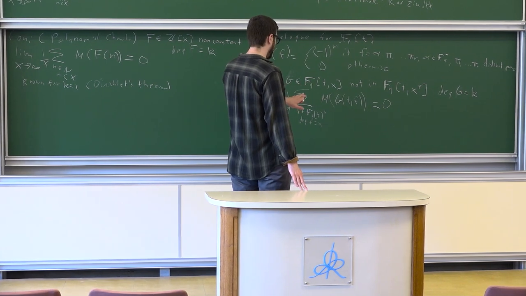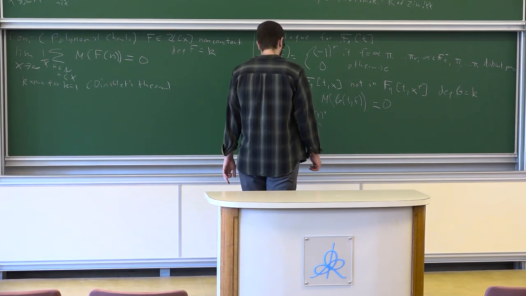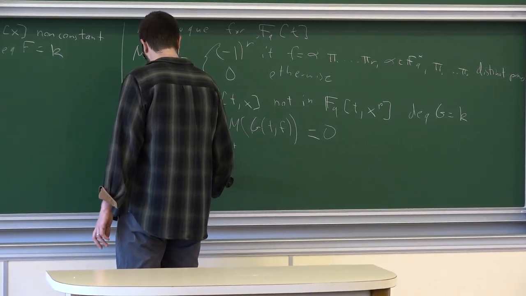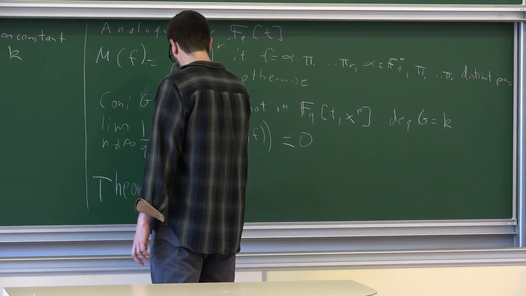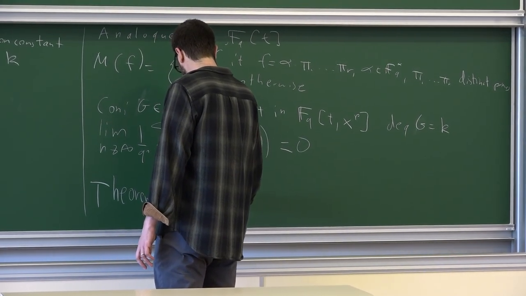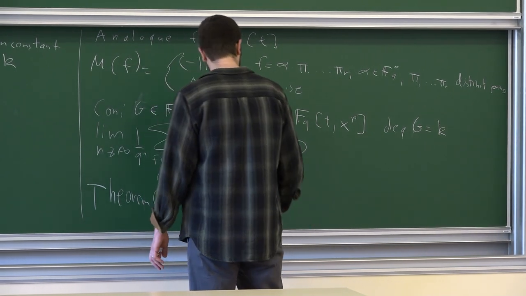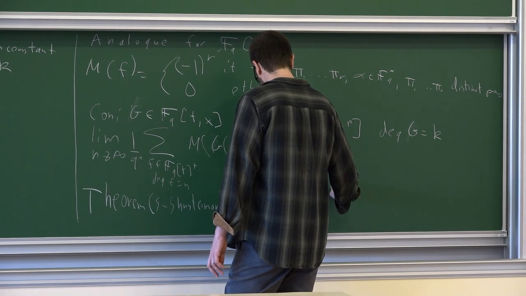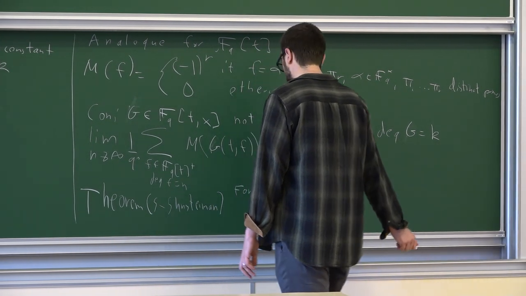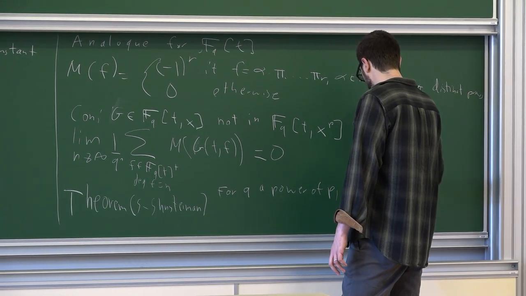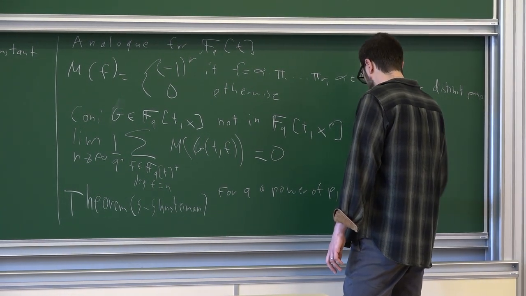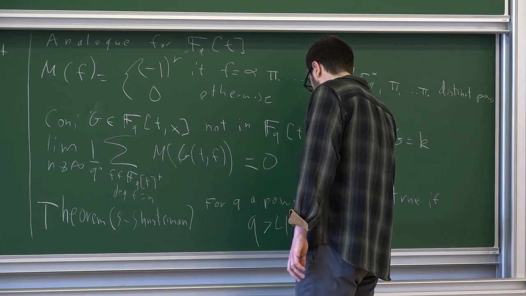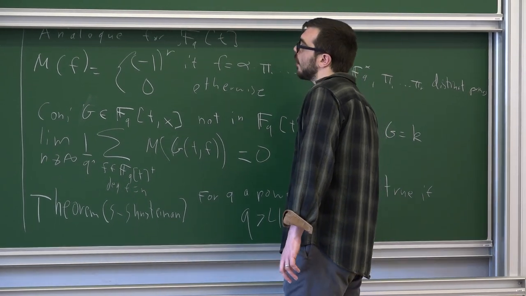So the mechanism is this exceptional periodicity. So the theorem of myself and Mark is: if the size of the finite field q is a power of p, the conjecture is true as long as q is greater than 4 k squared p squared e squared.